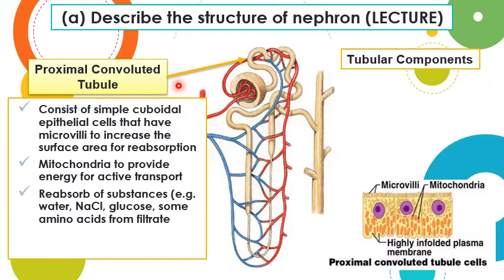Next, we have the proximal convoluted tubule. After the Bowman capsule, the filtrate will first enter the proximal convoluted tubule. The proximal convoluted tubule consists of simple cuboidal epithelial cells that have microvilli that help in reabsorption. And the epithelial cells contain mitochondria that provide energy, because this is where active transport will happen.